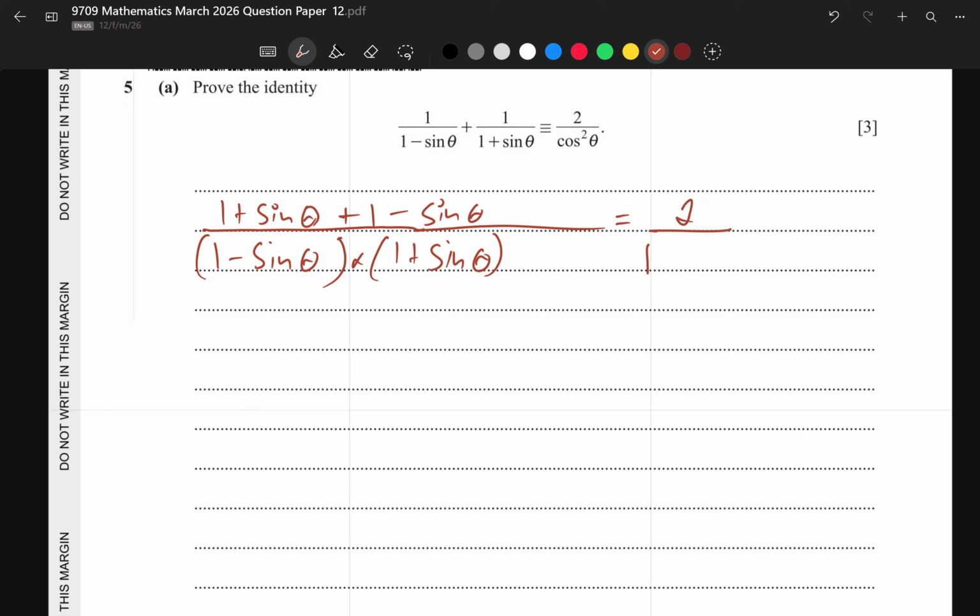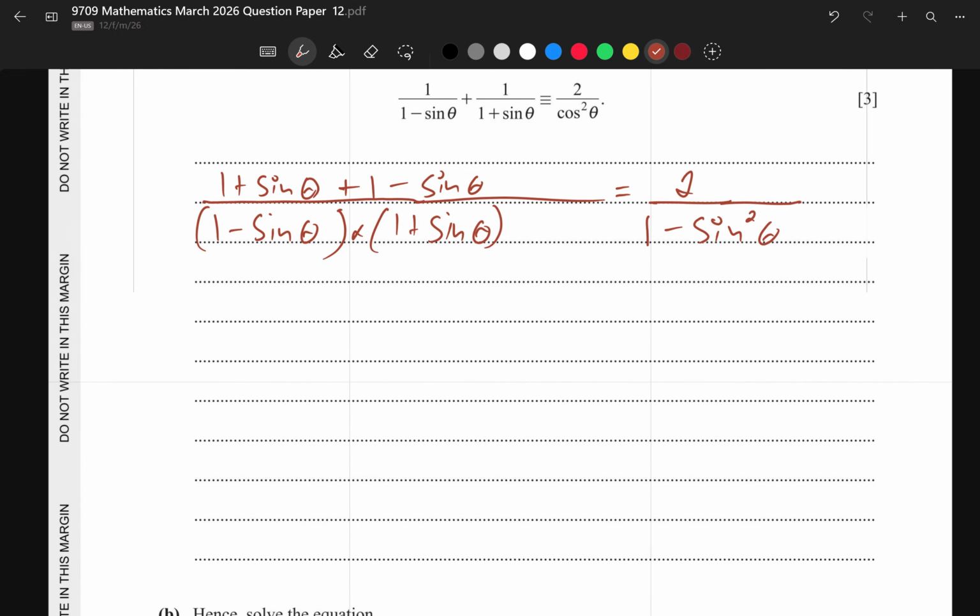1 plus sine theta minus sine theta minus sine square theta. So plus sine theta and minus sine theta will cancel out. So 1 minus sine square theta is what is left.